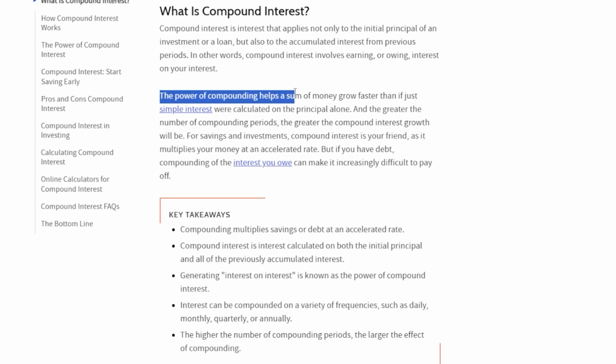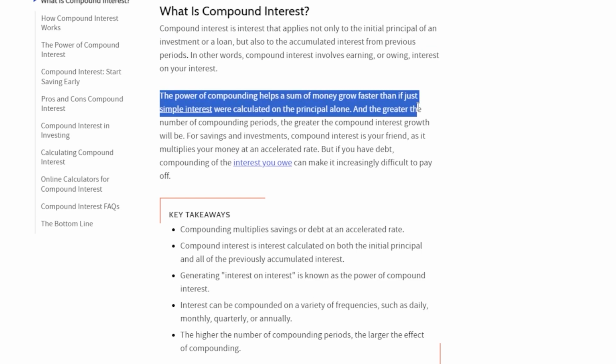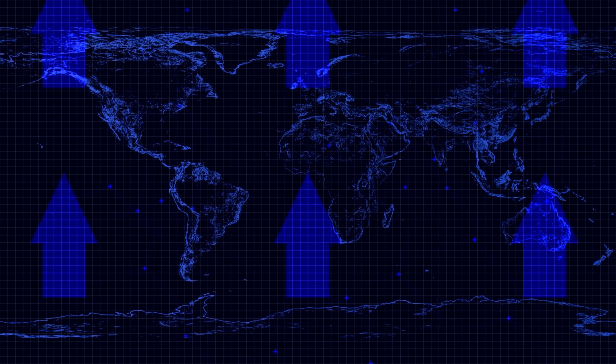The power of compound interest helps a sum of money grow faster than if it was just simple interest calculated on the principal alone. And the greater the number of compounding periods, the greater the compound interest growth will be. For savings and investment, compound interest is your friend, as it multiplies your money at an accelerated rate. Which is exactly what I'm going to show you firsthand. When it comes to a dividend calculator, you are going to see the power of compound interest firsthand.